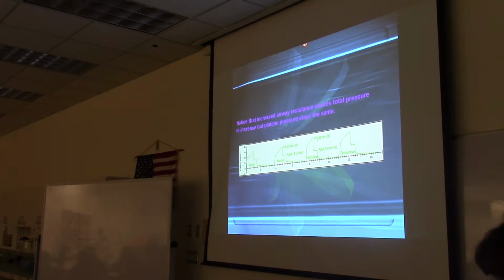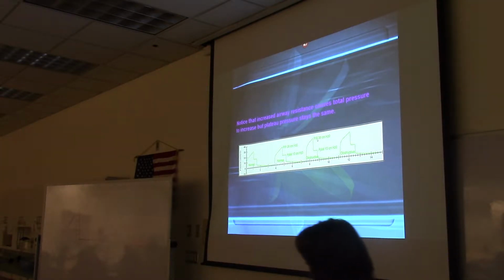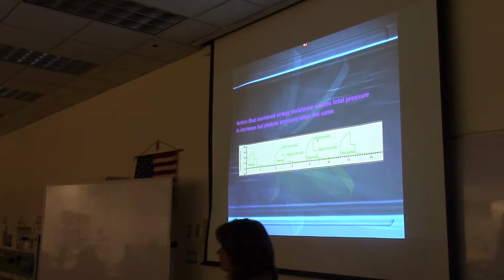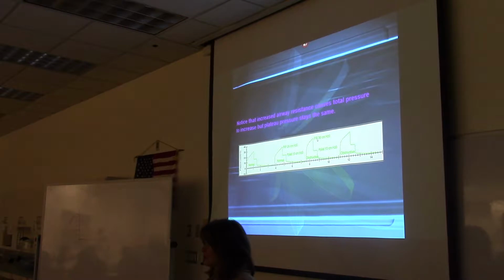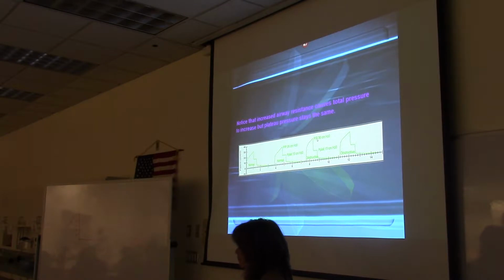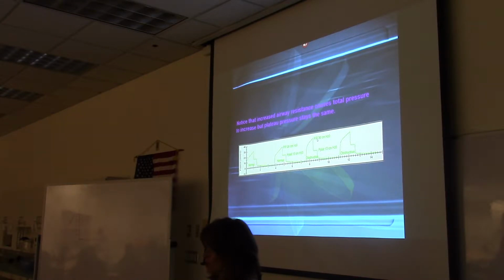Normal airway resistance is 0.6 to 2.4. So write that down, and then I'll give you the units. 0.6 to 2.4. And then it's pressure over flow. So it's centimeters of water per liter per second. So that's normal airway resistance: 0.6 to 2.4 centimeters of water per liter per second.